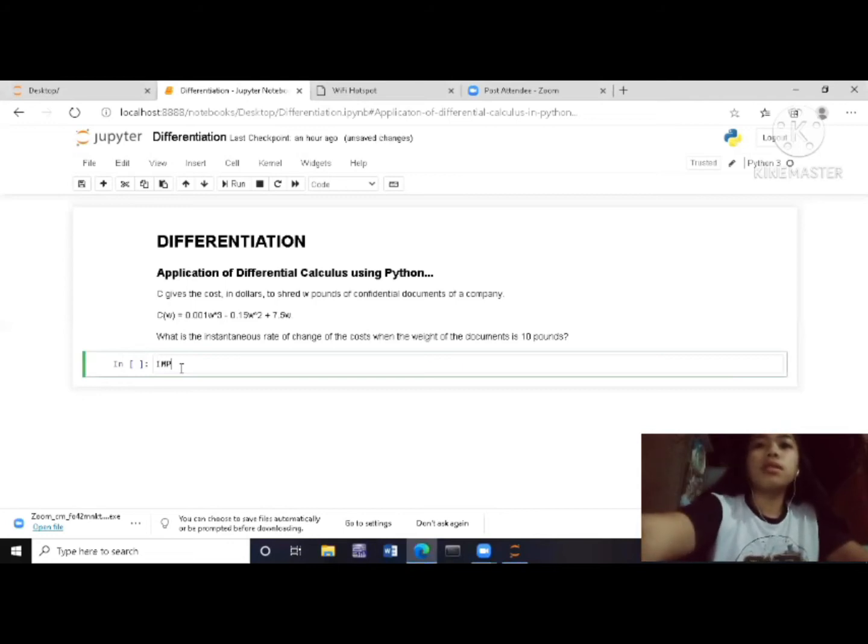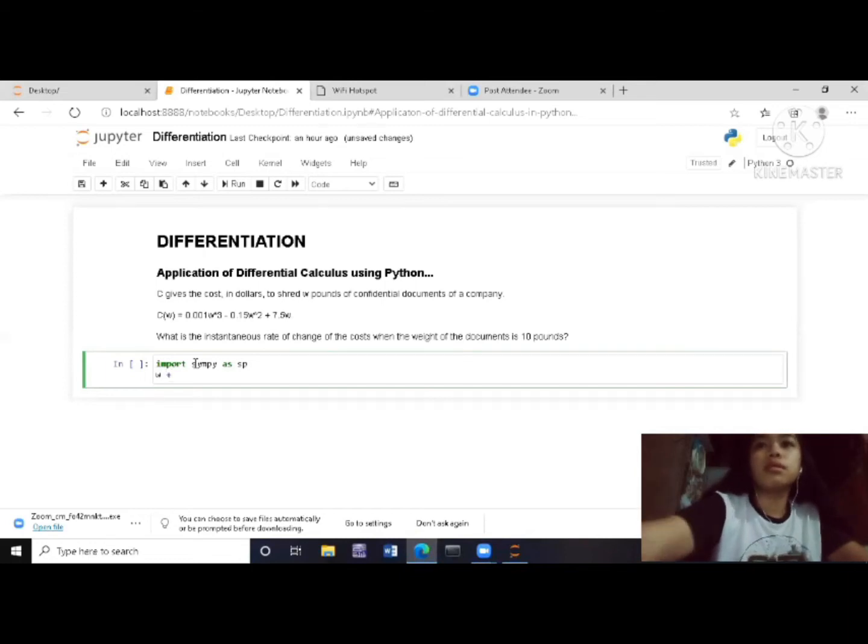First, we're going to import sympy as sp. Next is w equals sp symbol w.